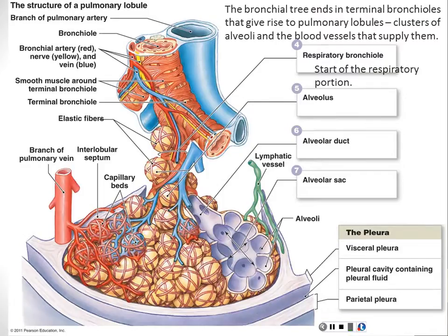Yes? I'm sorry, I'm a little bit confused by the picture. Where it says alveolus, are those two little sacs? Yeah, an alveolus is just a spherical sac. So those are not the same as the alveoli in the bottom? No, they're the same. These are all alveoli. This is an alveolus. Yes, all the little ball-shaped things are alveoli.